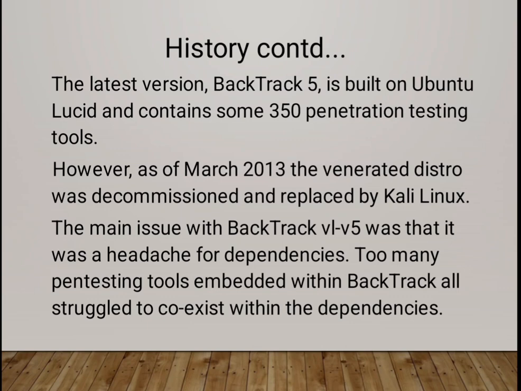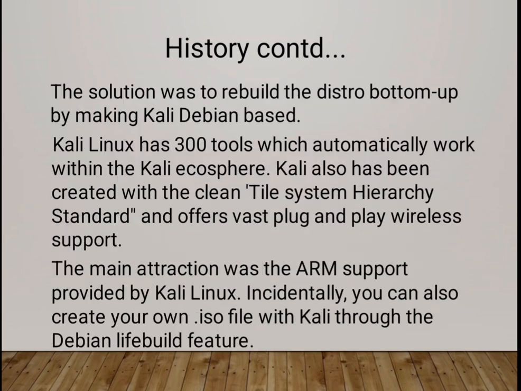The main issue with Backtrack 5, that is version 5, was that it was a headache for dependencies. Too many pen testing tools embedded within Backtrack all struggled to coexist within the dependencies. The solution was to rebuild the distro bottom up and make Kali Debian based. Kali Linux has 300 tools which automatically work within the Kali ecosphere.